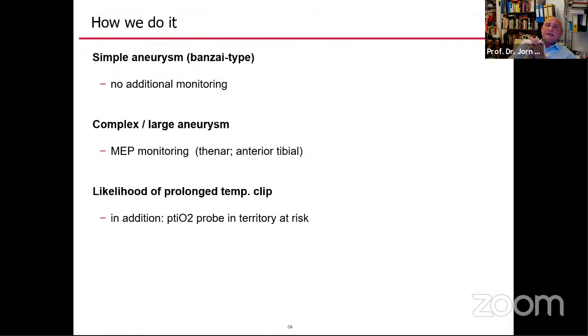So we do use this in simple aneurysms, but we do not use this method in simple aneurysms. If there's a complex surgery with a likelihood of prolonged temporary clipping, we do use the PO2 probe and put them in the territory at risk that we are afraid of damaging during the clipping. Then if you see that the PO2 goes too low for too long a time, you can maybe open the clip for a while and relax for a while, and then continue the operation a bit later.